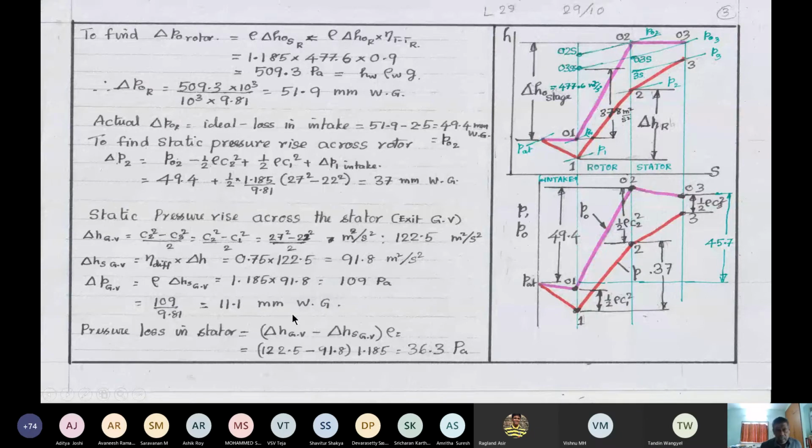Then the pressure loss in the stator. Here also we find out the enthalpy loss and multiply that by the density. The two enthalpies are known, the actual and the ideal. So 122.5 minus 91.8, into 1.185, that is density. So we get the pressure loss in the stator as 36.3 pascals.